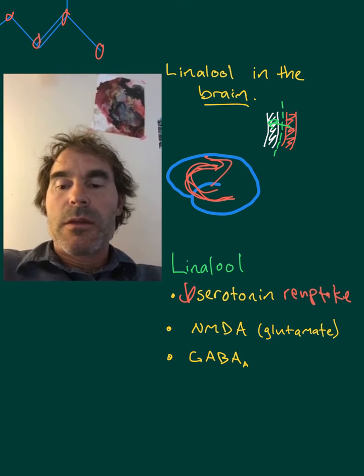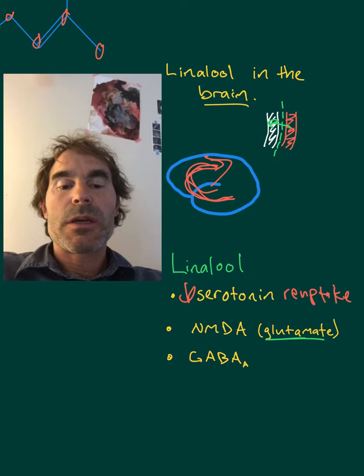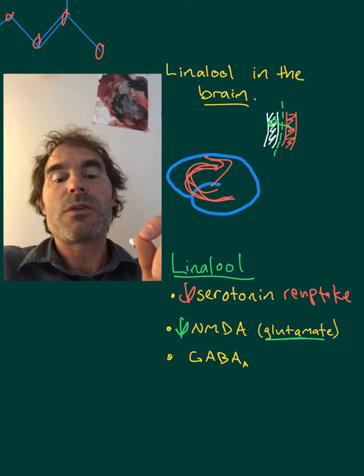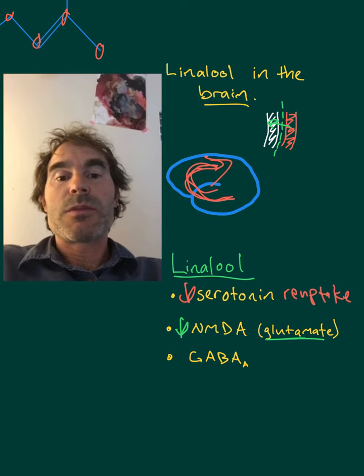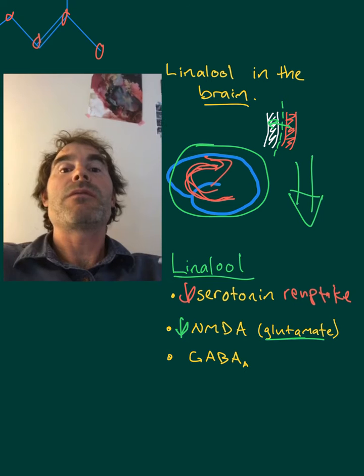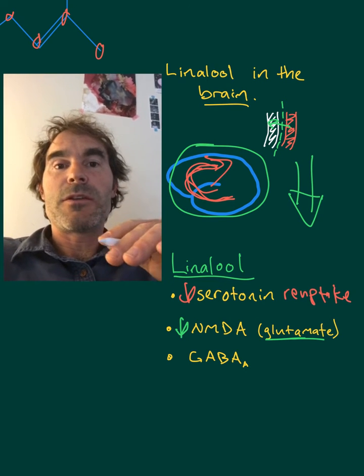So the second neurotransmitter that's affected is glutamate, and in particular what linalool has been shown to do is it decreases the effectiveness of NMDA, and NMDA is a receptor for glutamate. So glutamate is a very general neurotransmitter. It's all through the brain. So if you're blocking the receptors for glutamate, then you're just causing an overall decrease in the activity in the brain. So it's a sedative. It has a sedative effect on the brain.